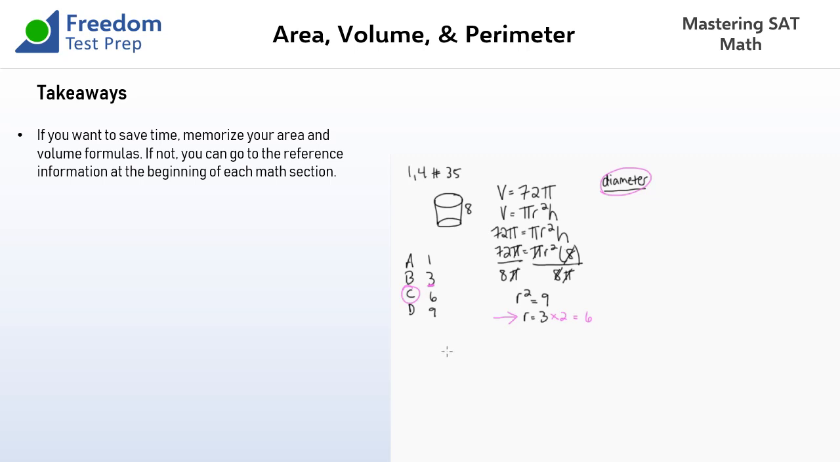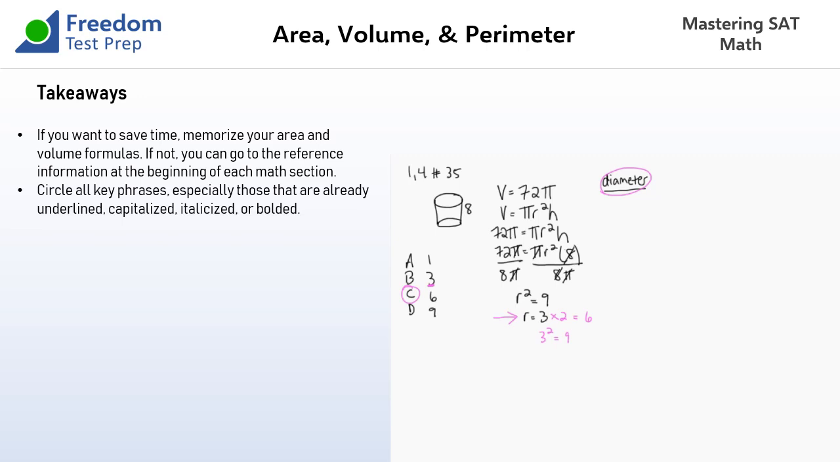If you made the mistake and instead of multiplying it by 2, you squared it, you would have gotten 9, and that's your other sucker answer. So be very careful and take yourself through the problem by doing things like circling the key phrases in a problem. Okay, now I'm going to get rid of this.